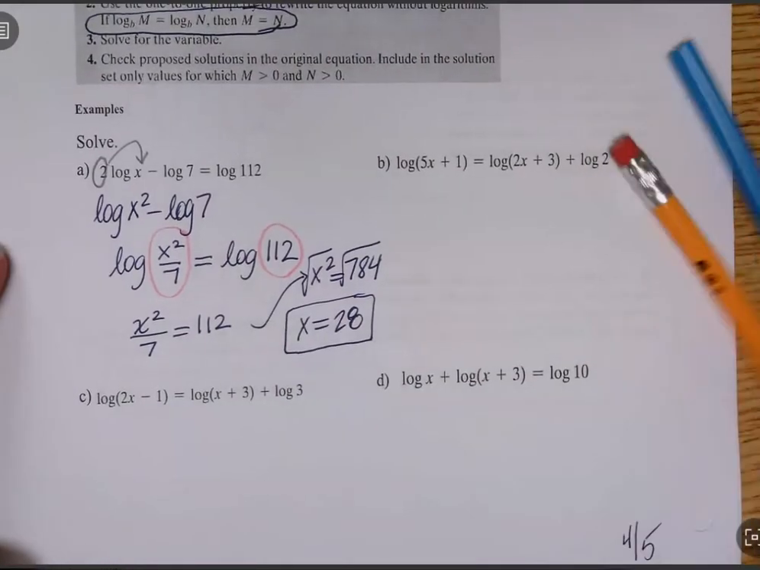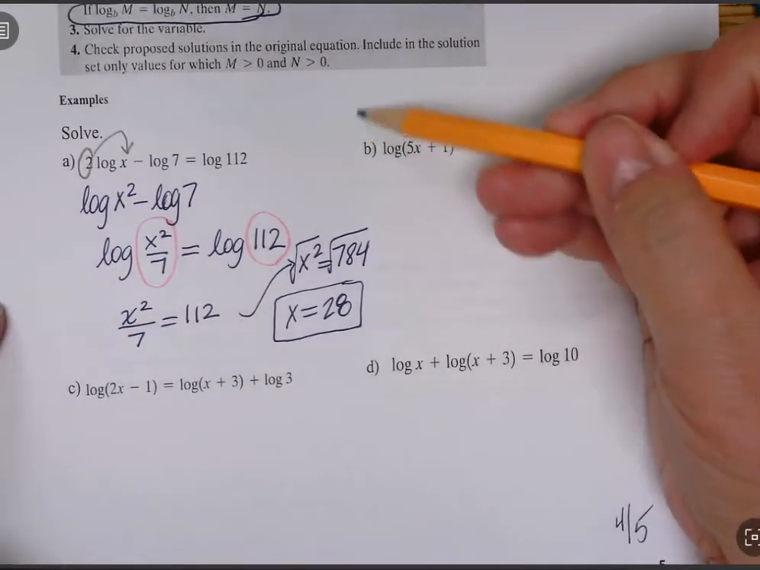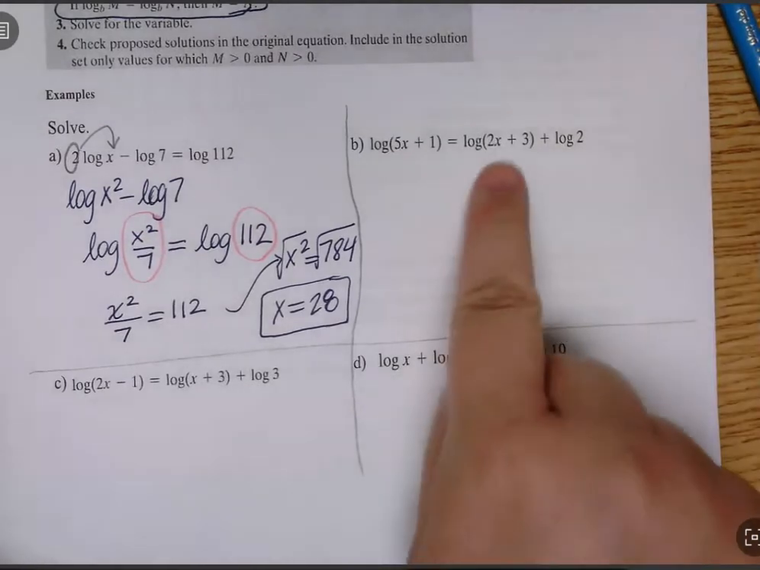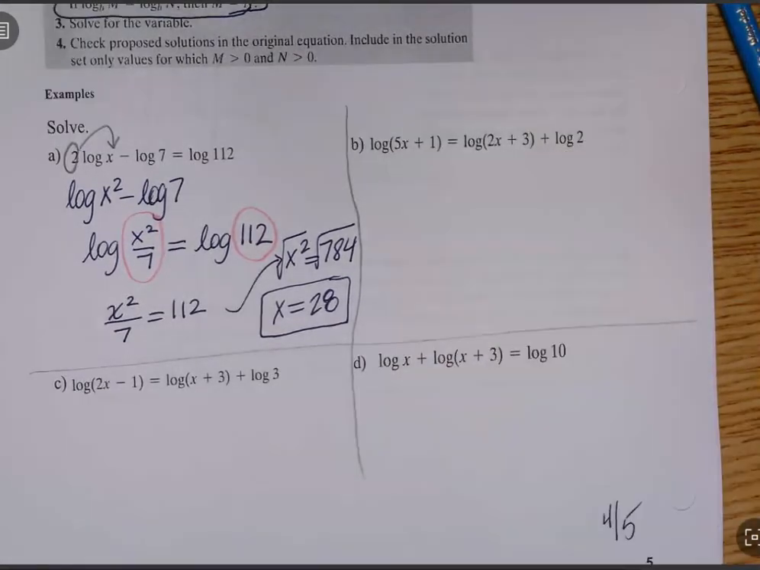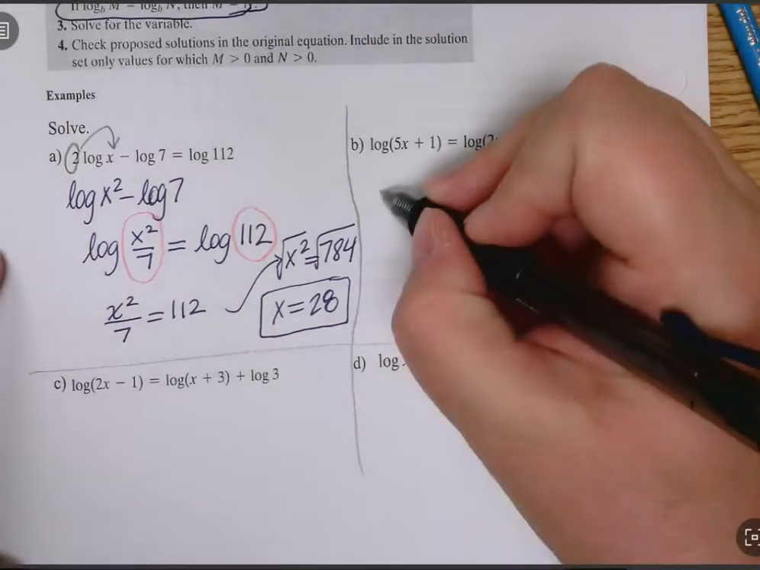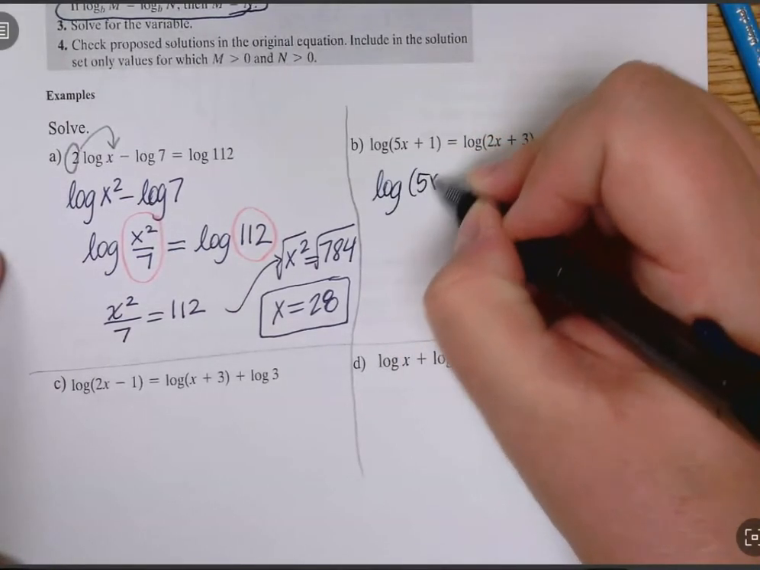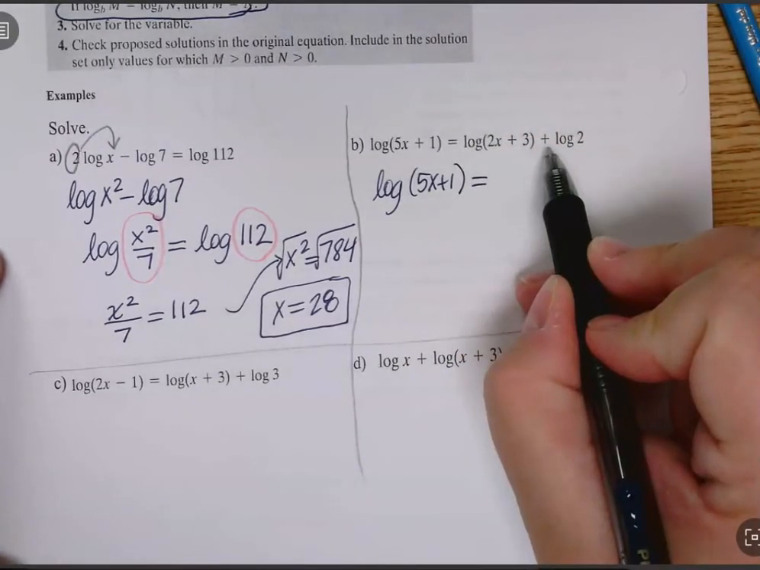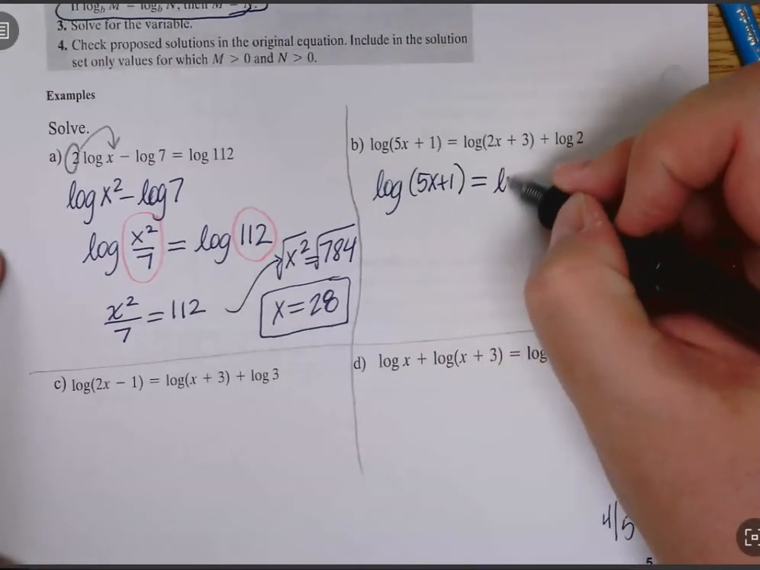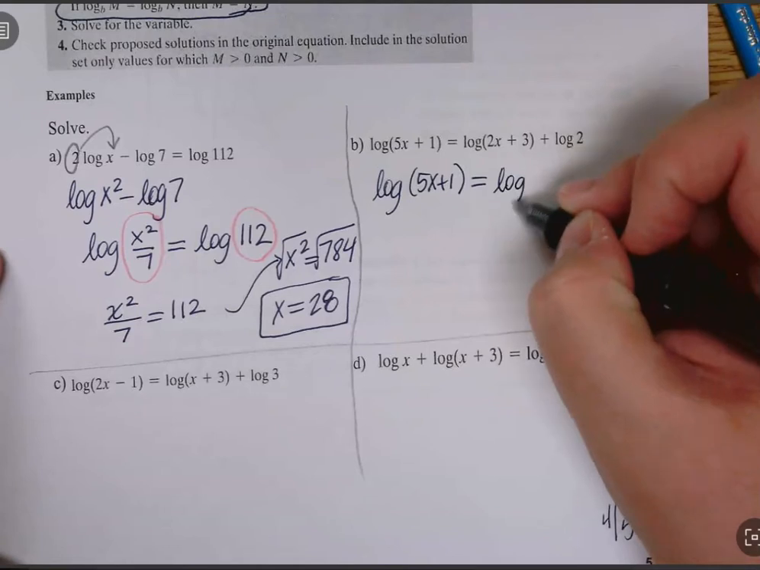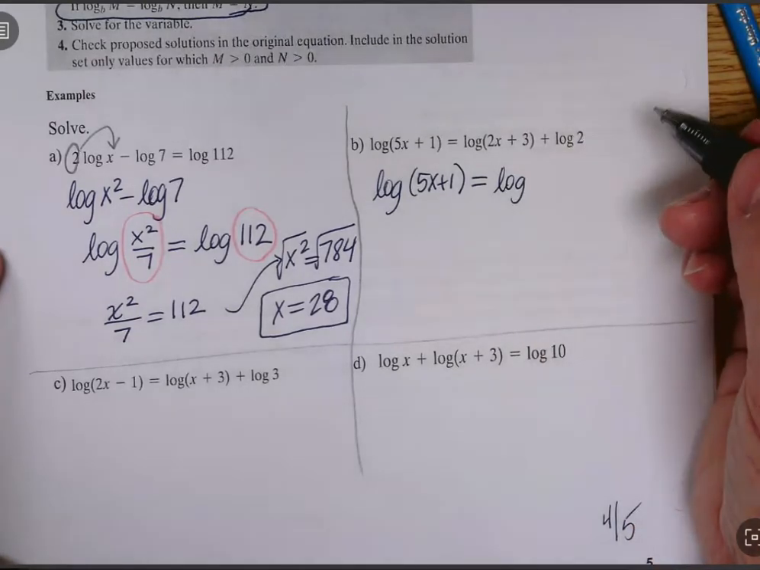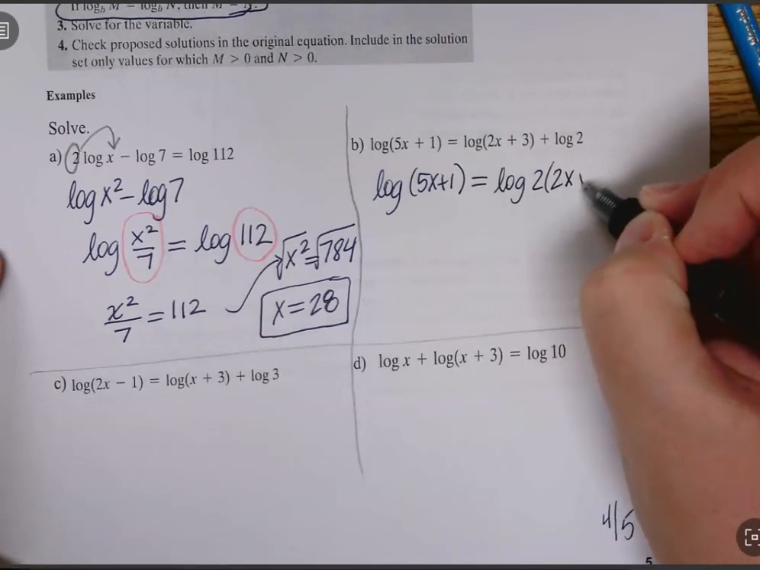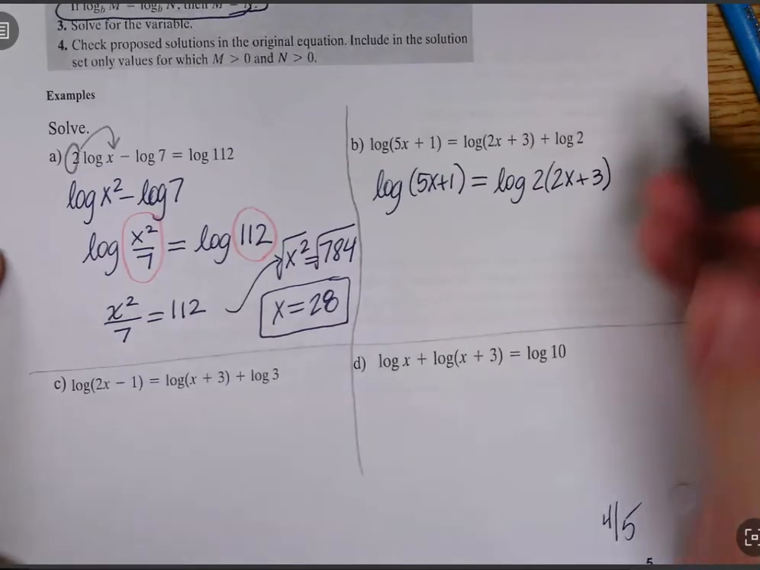All right, next up. Again, the goal here is to get one log expression on each side. Let's do this. So over here I have 2 log expressions. I'm going to need to put those together. So I've got log of 5x plus 1, it's log base 10, equals, this is addition, that goes together as multiplication. So log of 2x plus 3 times 2. I'm going to put the 2 out in front. So now we have just one log expression on both sides.